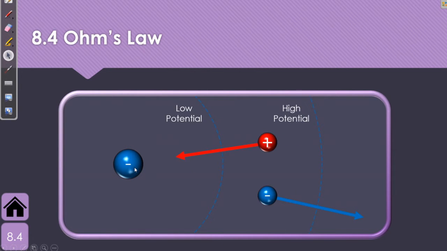And if the fixed charge happens to be a negative charge, the low potential is close in and the high potential is further out. And again, positive charges that are free to move will move from high to low potential, which in this case means they will just move towards the negative charge, and negative charges will move from low to high potential, so they will move away from that fixed negative charge.